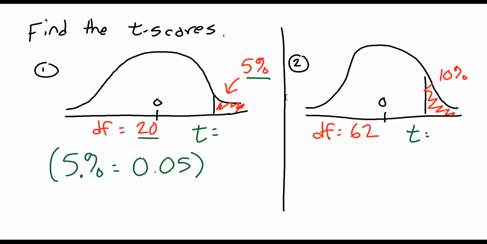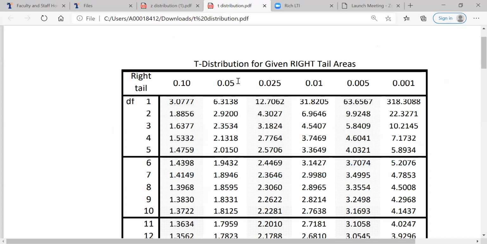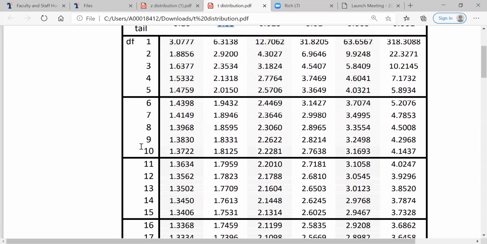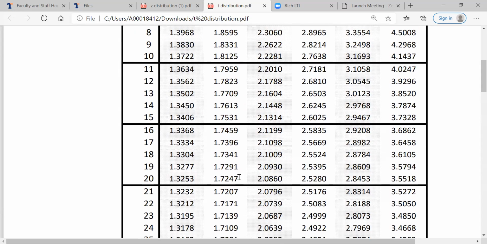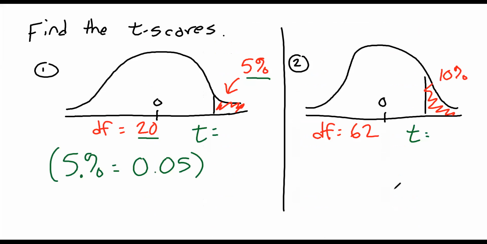All right, 5% in the right tail, so that'd be the second column, and then 20 degrees of freedom. So we just scroll down until we find the 20, and remembering that we're in the second column, this number is our T-score, 1.7247. So that wasn't that hard. Let's try the other one.